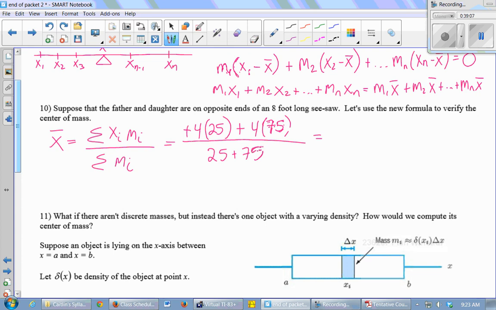No, because they're going to sit on opposite ends of an 8-foot seesaw. Oh, maybe it's 0. It's 0 and 8. That's what it is. Yeah, thank you. We're going to let one end of the seesaw be 0 and the other end be 8. So that ends up being 600 over 100, which is 6. That's what we got before.